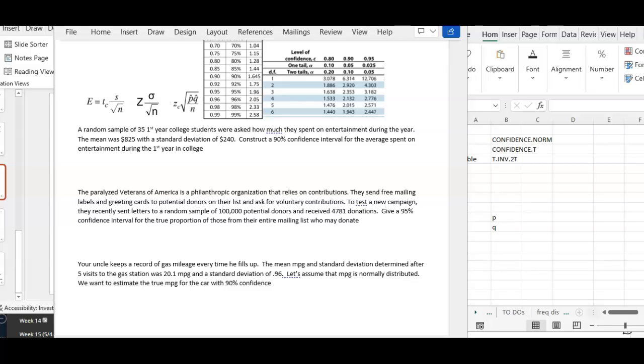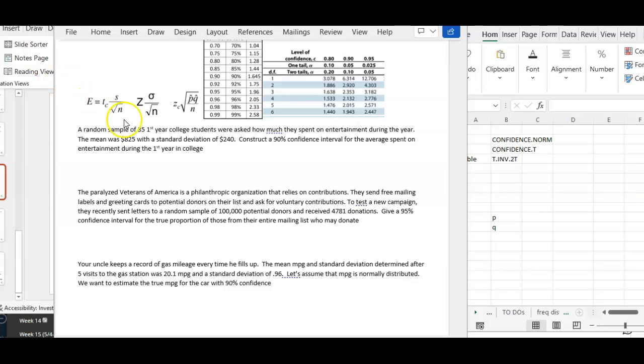We've covered determining the margin of error and confidence intervals for means from both large and small samples, as well as determining a margin of error and a confidence interval for a proportion. So we're going to walk through an example of each.